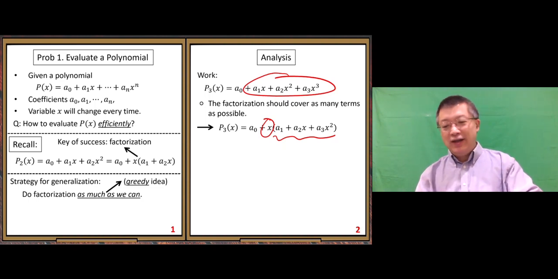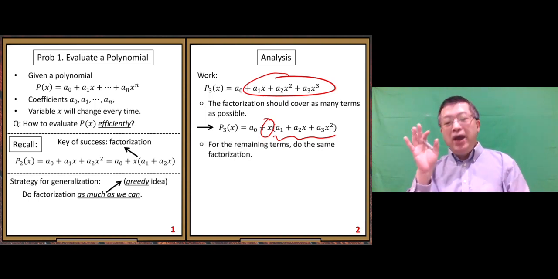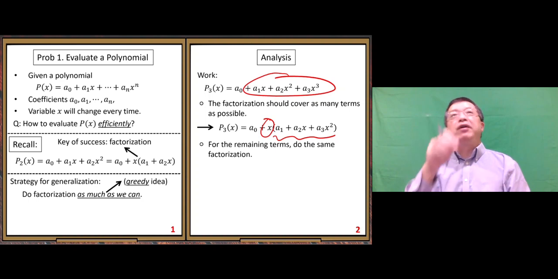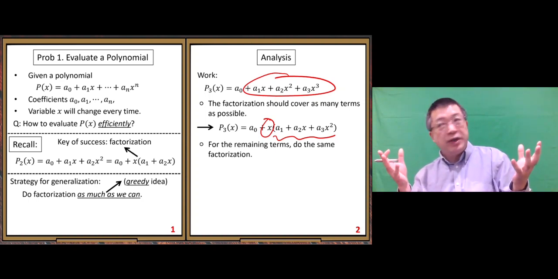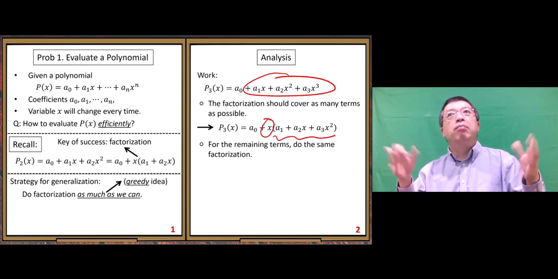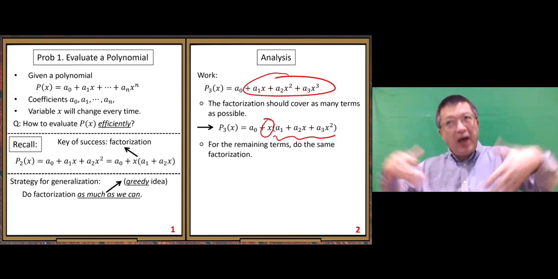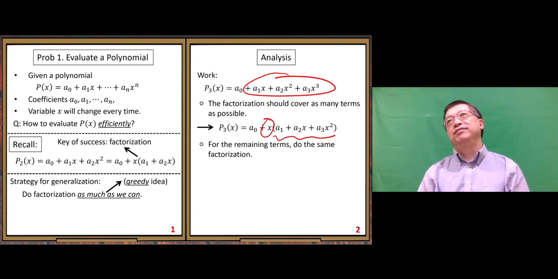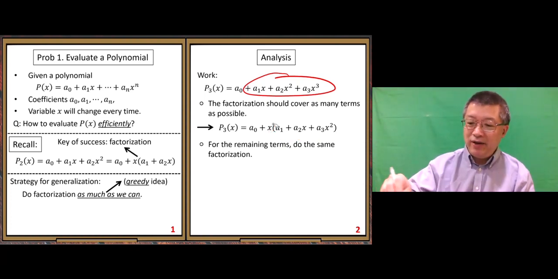All right. Then, for the remaining terms, do the same factorization. Yep. Because we have this weapon. It's a nice weapon. Let's apply it again and again. Okay? To be very greedy, right? To be very, very greedy.